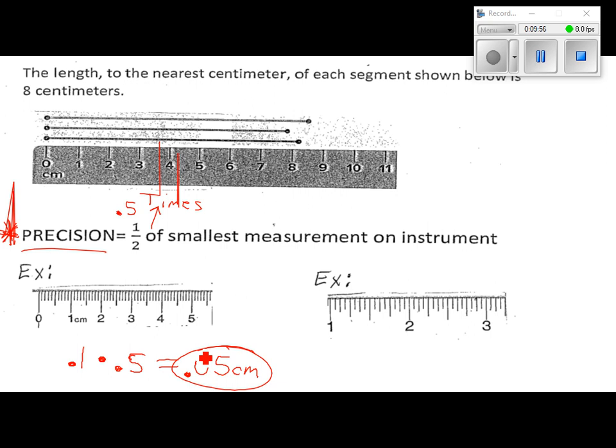Look at the next one. Again, we're going to take 0.5 times the smallest unit. Somebody count between 2 and 3, or 1 and 2. How many spaces?